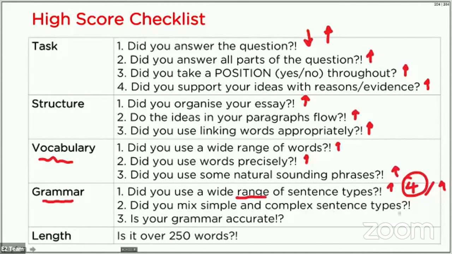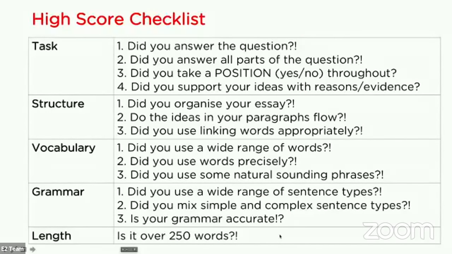You need to think about range, writing a wide variety. Did you mix simple and complex sentences? Your score will go up. Is your grammar accurate? It needs to be accurate. Importantly, did you write more than 250 words? This is an important checklist. You might want to take a photo of that on your phone.